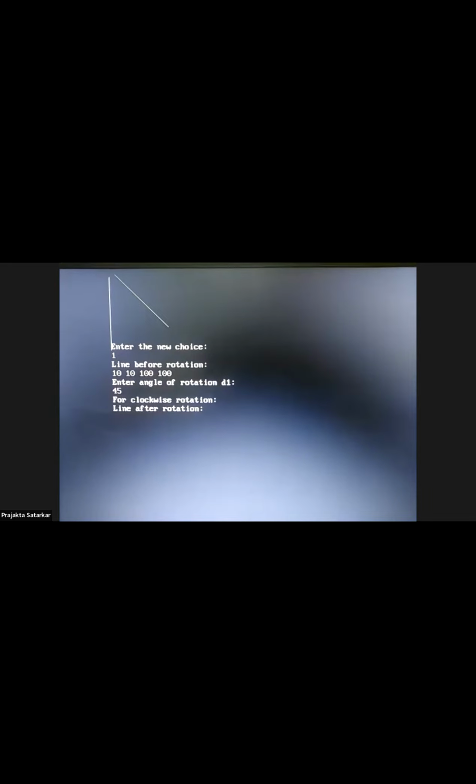Yes, so it is the line after rotation. You can check, it is the vertical line which is lying on the y-axis. Okay. So this is the clockwise rotation of the line by 45 degrees. Okay, all of you are getting this? Yes, ma'am. Okay.